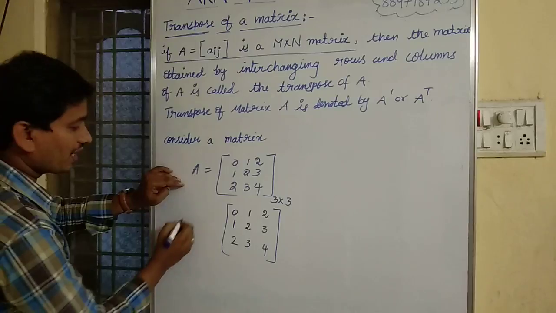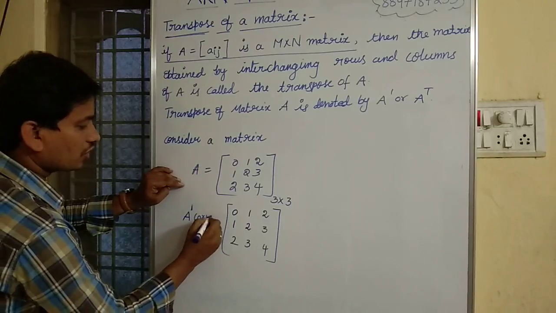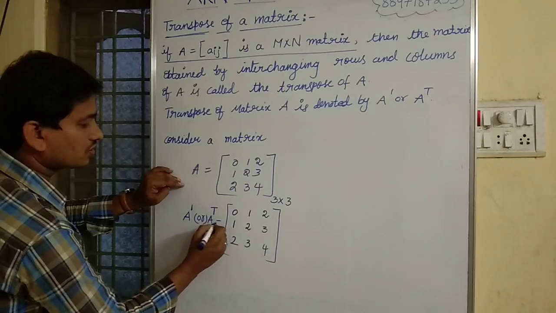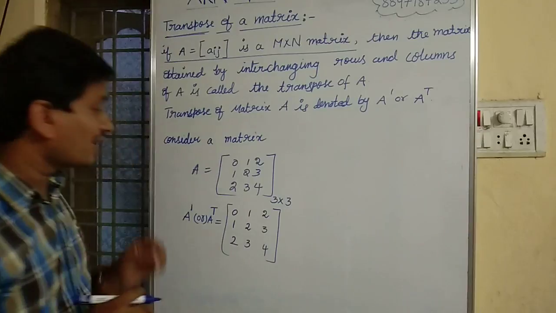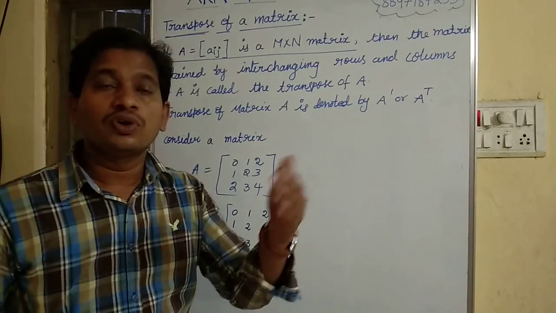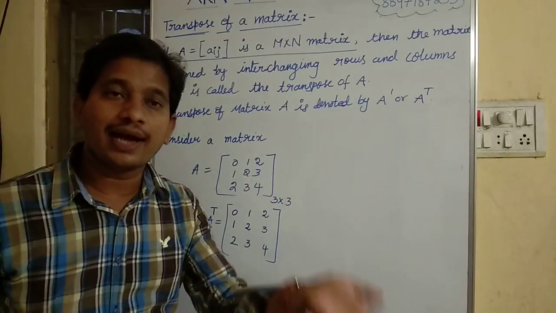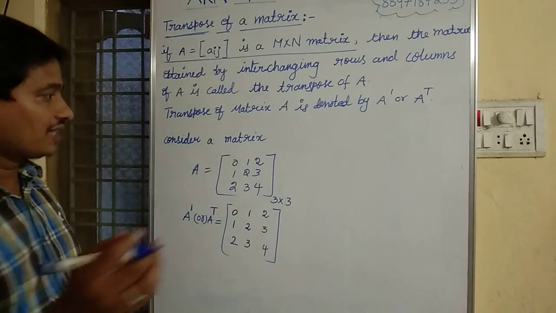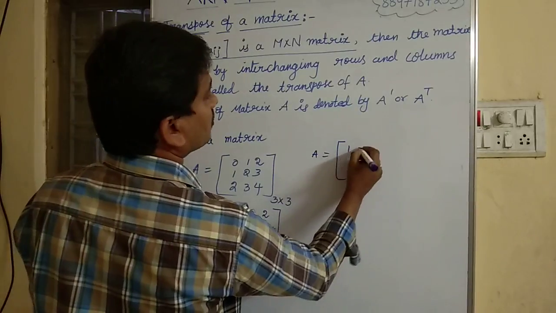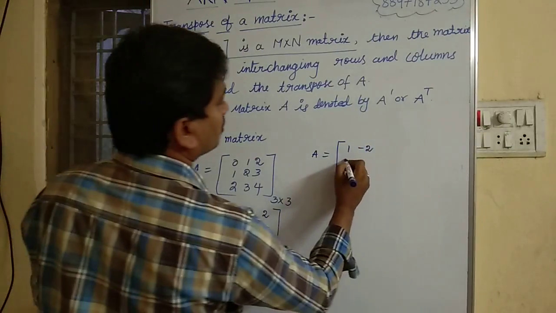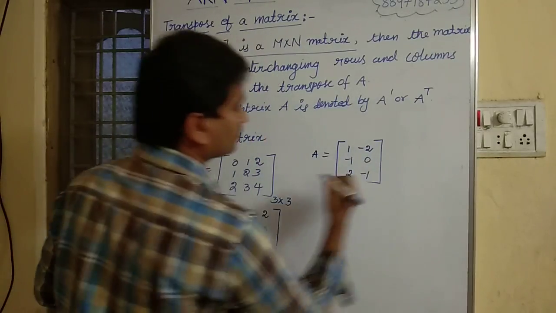It is denoted either by A dash or we can also write it as A transpose. Simply, transpose is nothing but interchanging of rows and columns. Row will become column and column will become row. For example, consider a matrix A equal to 1 minus 2, minus 1 0, 2 minus 1.